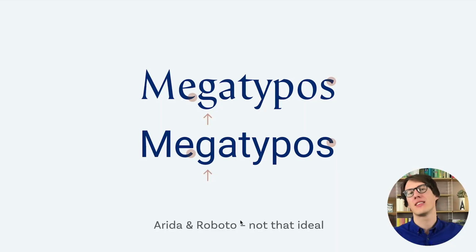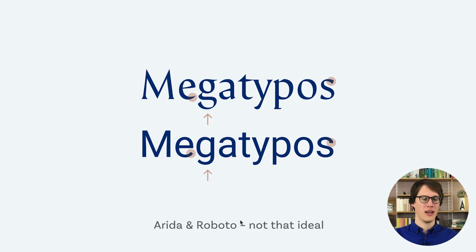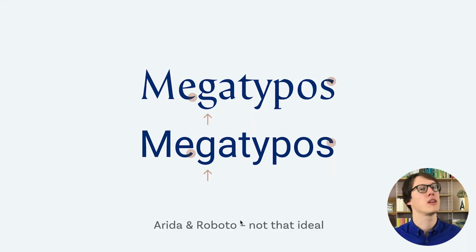No, don't do this. Why? It's a horrible combination, but let me show you why. So I came up with this brilliant word, Mega Typos. It's a good word because it shows you some different characters. You have rounded shapes with an O, you have Ds, you have an E, you have different kinds of letters. So if you have two typefaces, use the word Mega Typos. Copyright me. Look for similarities.